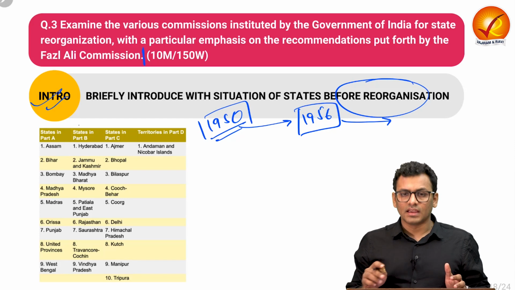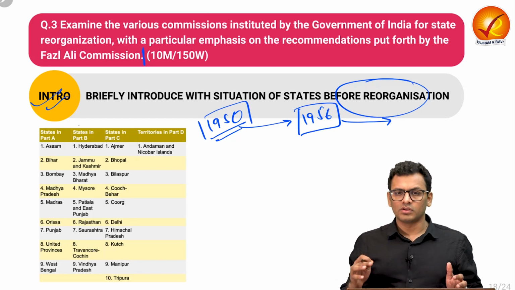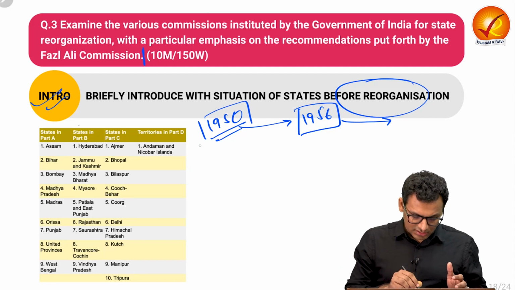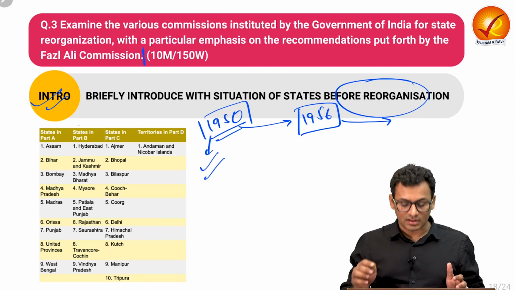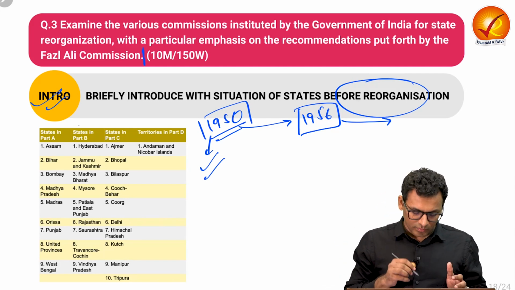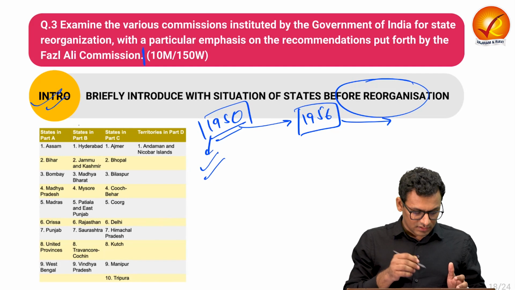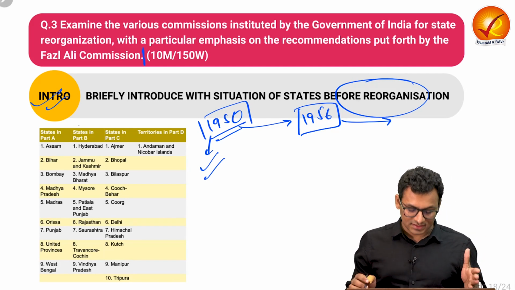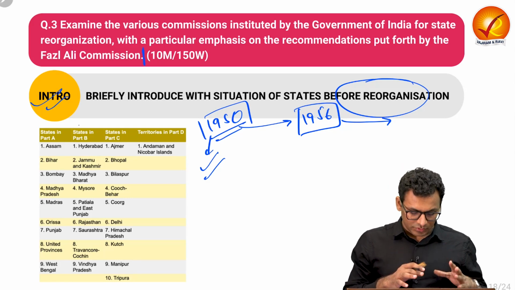And post that, we have seen how the reorganization and consolidation has been a continuous process. For this question, in the introduction, you can talk about what the scenario was before the major reorganization took place. You can talk about the constitutional provisions. We can talk about how there were 4 categories: Part A, Part B, Part C and Part D with different kinds of units.